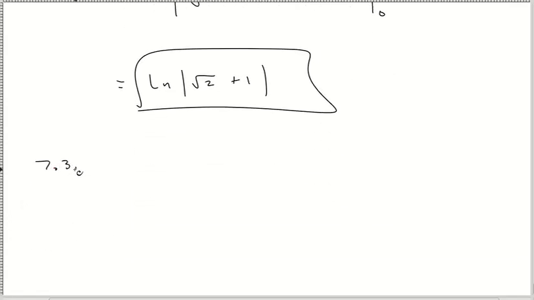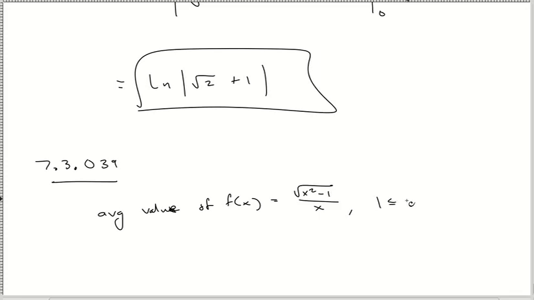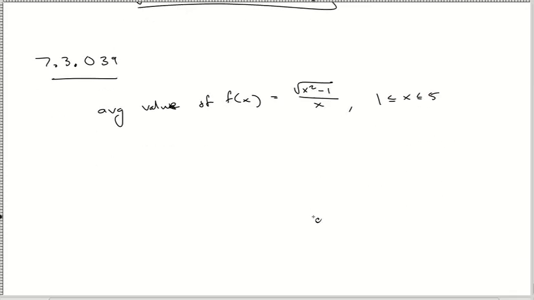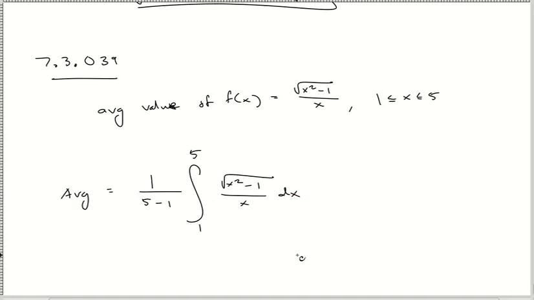Last question. This one's much shorter. I just, again, want to show you what's going on with it. It says find the average value of my f of x equal to square root of x squared minus 1 all over x from 1 to 5. Now, average value is actually pretty simple. I'm just going to put average over here. My average is going to be 1 over the interval, so 5 minus 1 is only 4, times the integral along that interval of my function, like that.